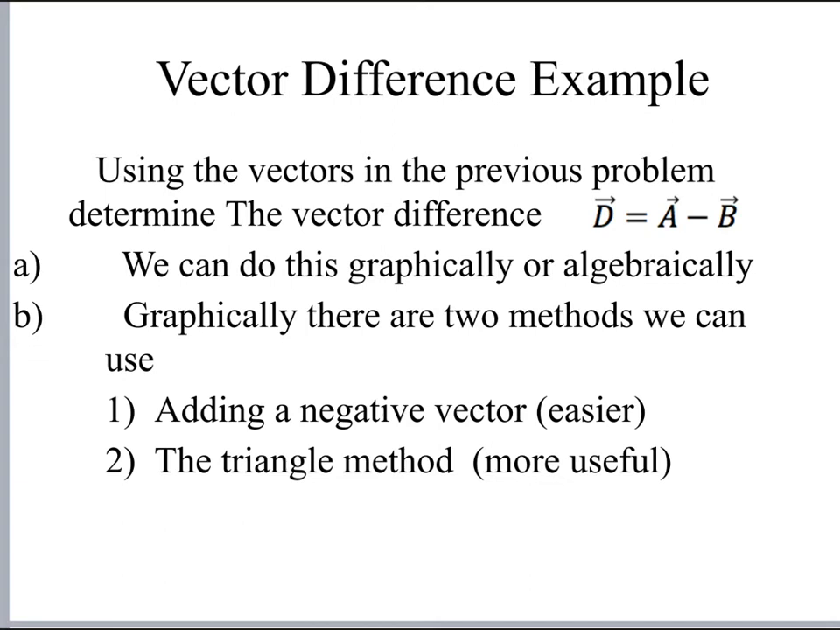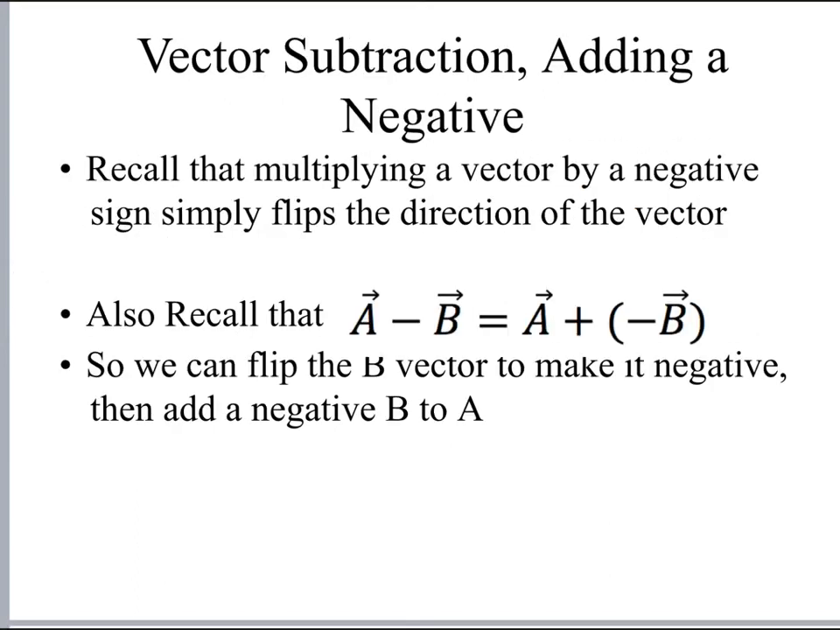It turns out that the triangle method is actually the one that we're going to be using the most, but learning the other method at the worst case scenario gives you a check to make sure that you've done everything correctly with the triangle method. So here we're going to look at vector subtraction, and we're going to look at the first method of calculating a vector difference. We're going to use the adding a negative method.